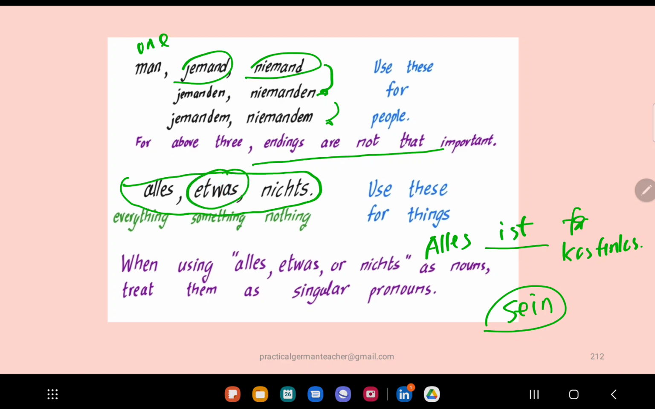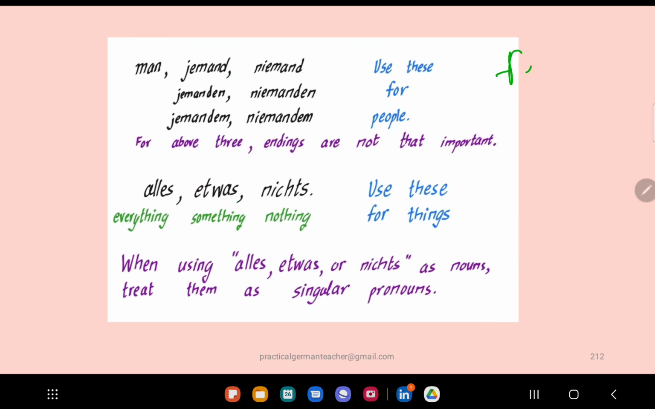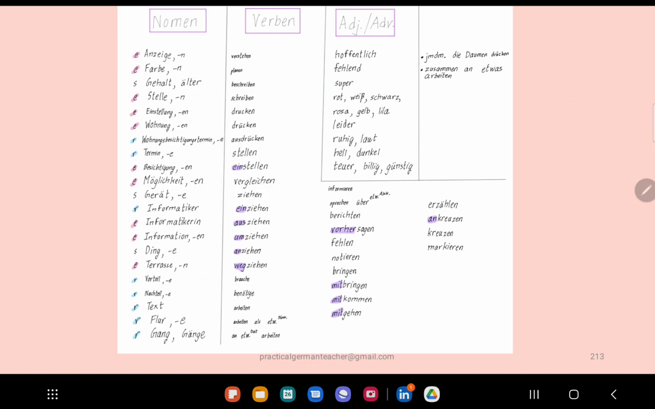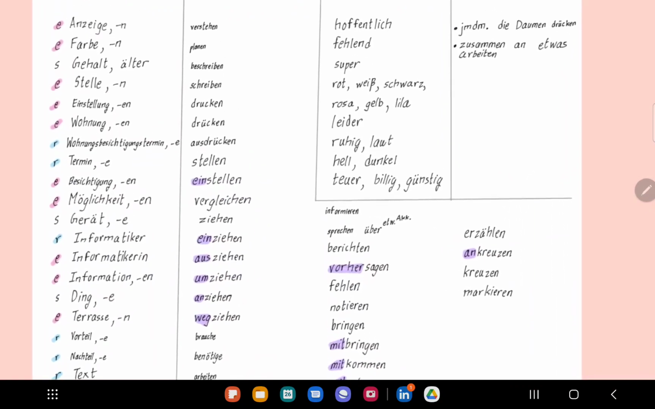Or if you want to say something is wrong, so etwas stimmt nicht. Or you want to say something is missing, the verb is fehlen. So something, etwas. Now you conjugate fehlen for third person singular, that is er, es, or sie, so it is etwas fehlt. The same as for nichts. So if you want to say nothing is free, nichts ist kostenlos. So when using alles, etwas, or nichts as pronouns, treat them as singular pronouns. This is the vocabulary that you should know.